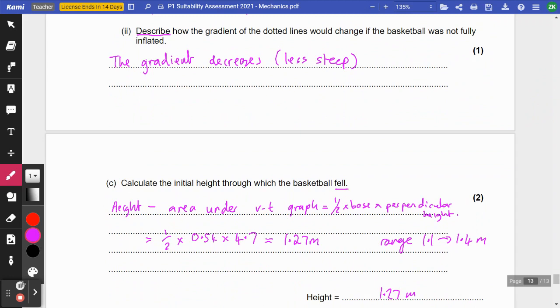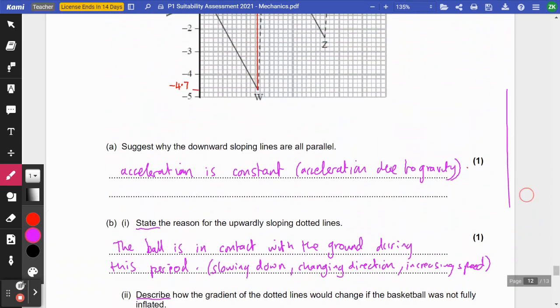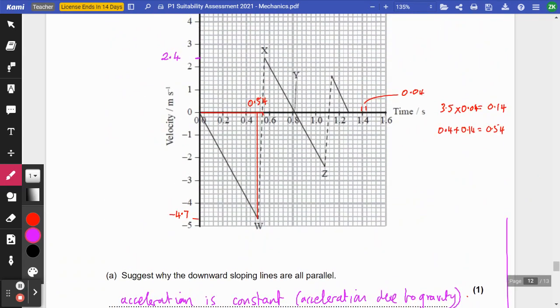Describe how the gradient of the dotted lines would change if the basketball was not fully inflated. Now, if it wasn't fully inflated, it's going to compress more upon contact, so it's going to spend longer in contact with the ground. From there to there, if you look horizontally, there's not much time, but if it's in contact with the ground for longer, then that point X may be somewhere down there, so the gradient is going to get less steep.